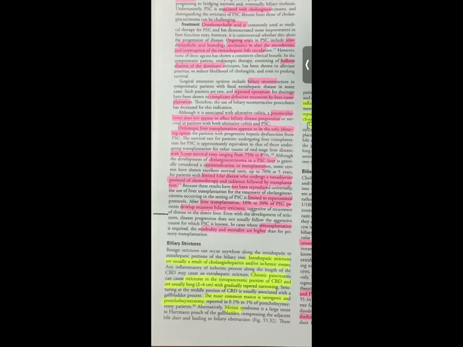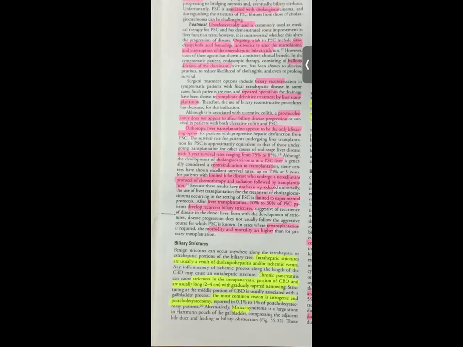Next is biliary stricture and choledochal cyst. We'll finish with choledochal cyst today. Biliary stricture can occur anywhere along the intrahepatic or extrahepatic portion of the biliary tree. Here they are discussing only benign strictures. Intrahepatic strictures are usually a result of cholangiohepatitis or ischemic events. Chronic pancreatitis will also cause distal CBD stricture. A stricture in the intrapancreatic portion of the CBD is usually 2 to 4 centimeters long and gradually tapers. An important feature of benign stricture is gradual tapering. Abrupt cutoff is a feature of malignant stricture.